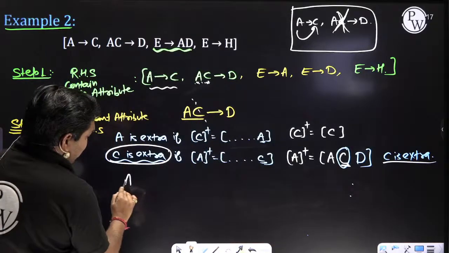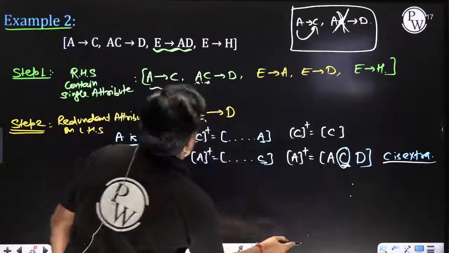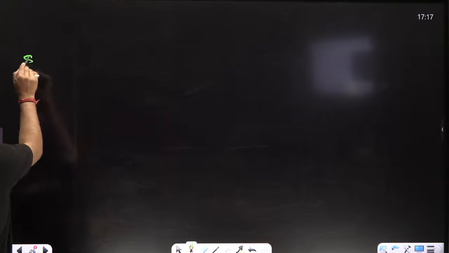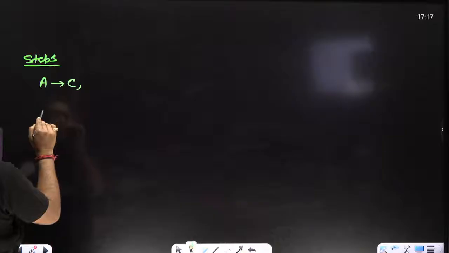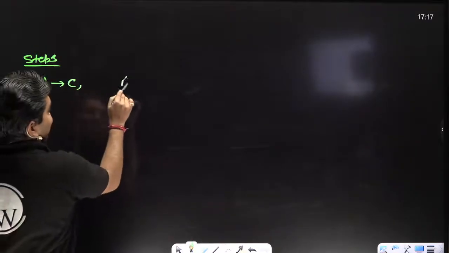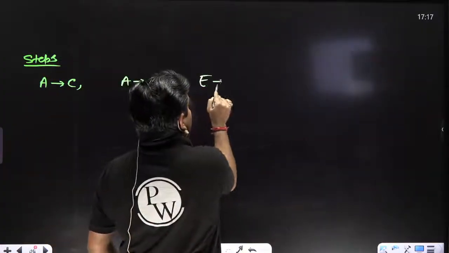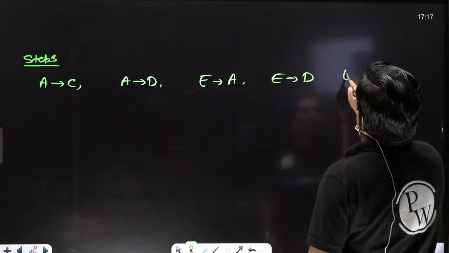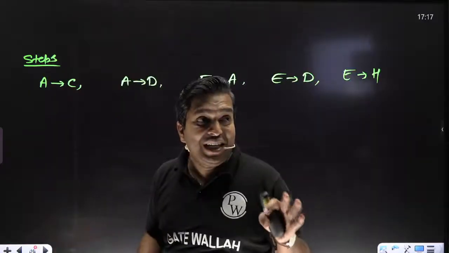So what do we do? We delete this C. So what are we getting? A to D. So what is the next result? What are the FDs we are getting in step number 3? A to C, A to D, E to A, E to D and E to H.